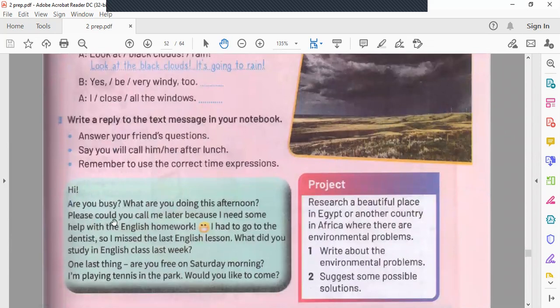Hi. Are you busy? What are you doing this afternoon? Please, could you call me later because I need some help with the English homework. I had to go to the dentist, so I missed the last English lesson. What did you study in English class last week? One last thing. Are you free on Saturday morning? I'm playing tennis in the park. Would you like to come?